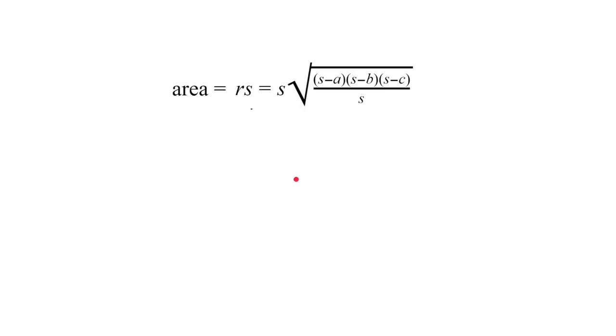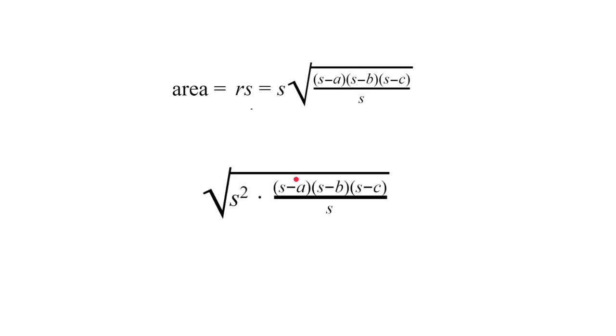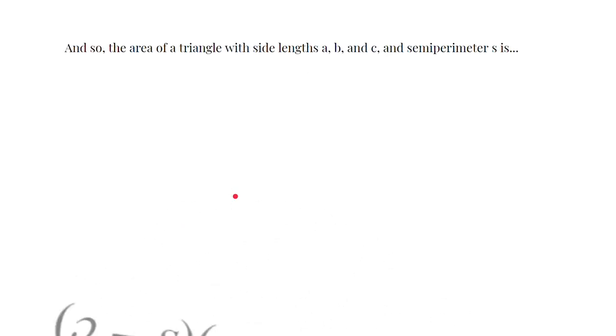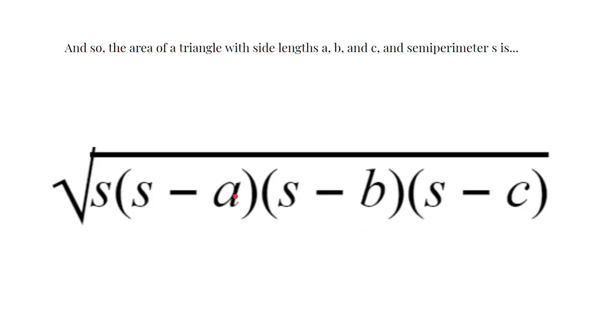And now, plugging in our value for R, we get that the area is equal to S times the square root of S minus A times S minus B times S minus C over S. To simplify, we can put the S inside the square root. Then we cancel out the S's to get Heron's formula. The square root of S times S minus A times S minus B times S minus C. And that's it. Let's end the video by looking at this proof from a high level.